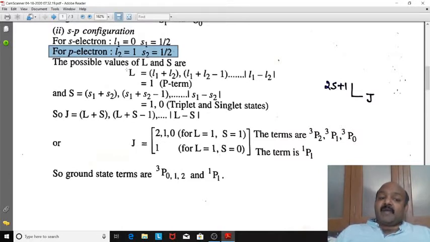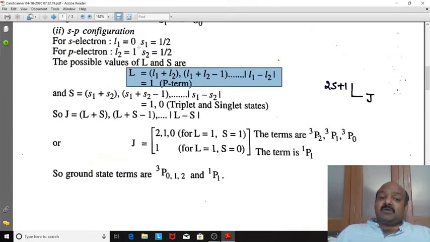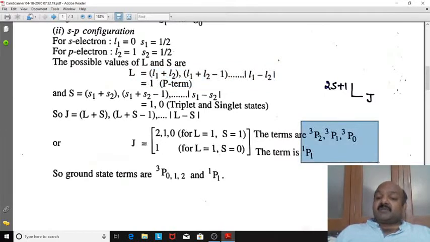Now we calculate capital L value. Capital L value is L1 plus L2. So 0 plus 1, 1. And last term is L1 minus L2, 0 minus 1, modulus again 1. So we will be having only a single value of L. And L value 1 corresponds to P term. So in the answer we will be having all P terms. Rest depends upon S and J values that we will discuss just now.